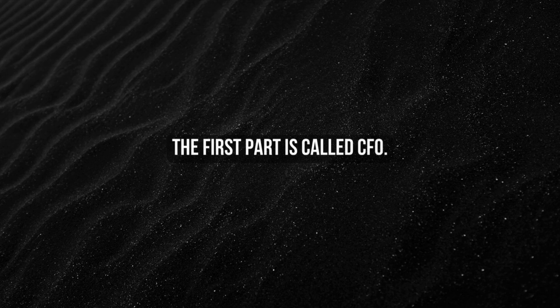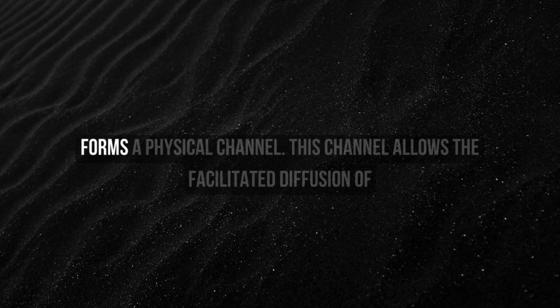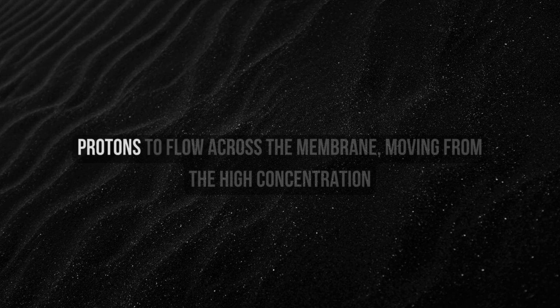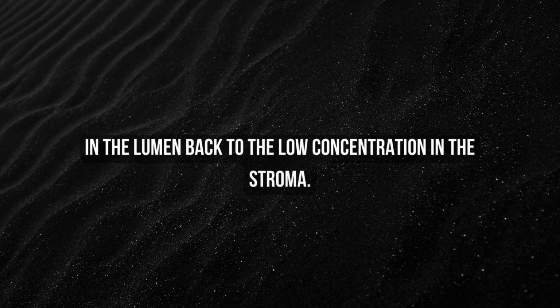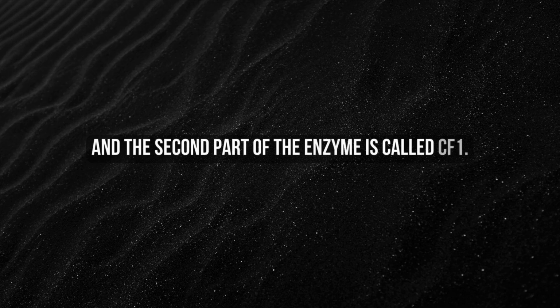The first part is called CF0. It is embedded directly within the thylakoid membrane and forms a physical channel. This channel allows the facilitated diffusion of protons to flow across the membrane, moving from the high concentration in the lumen back to the low concentration in the stroma. The floodgates open, and the water rushes through the dam. Exactly. And the second part of the enzyme is called CF1.